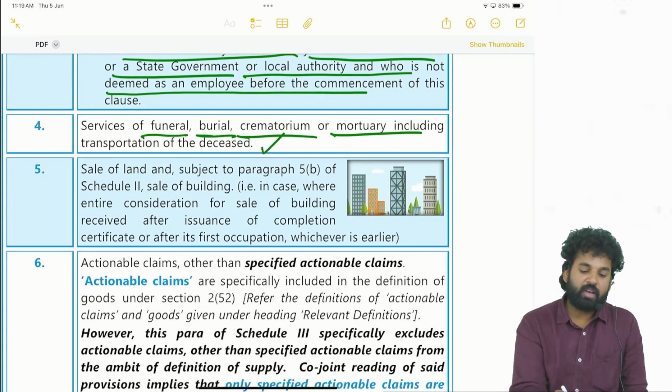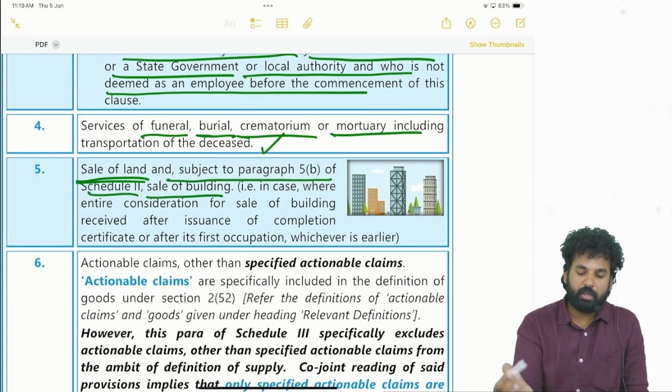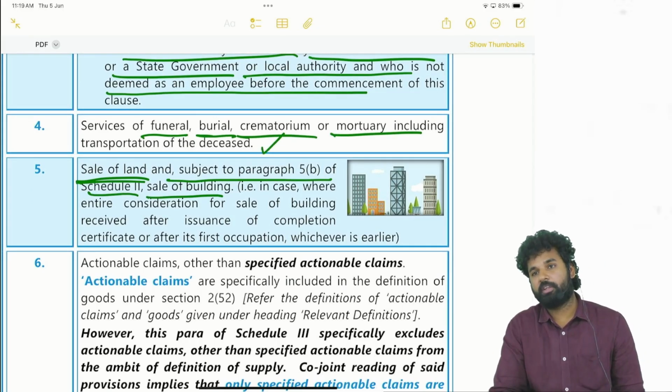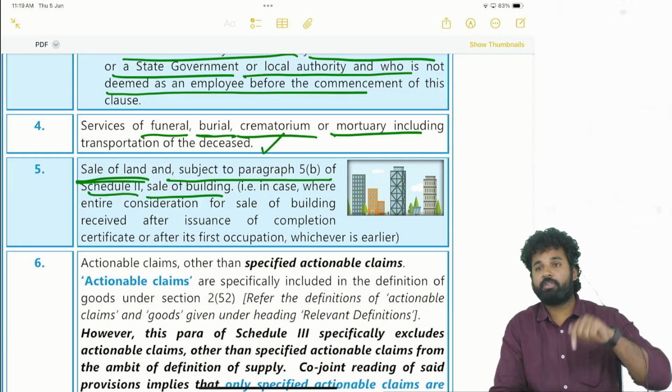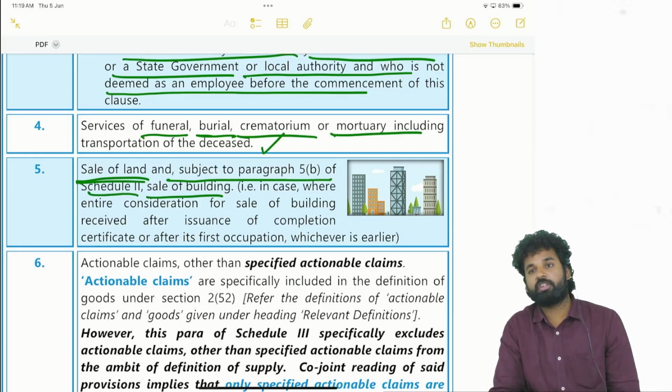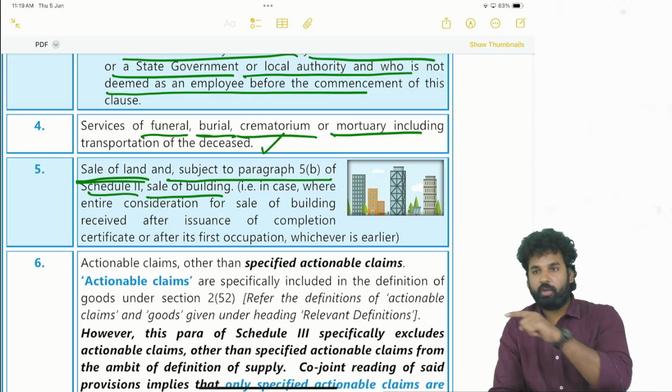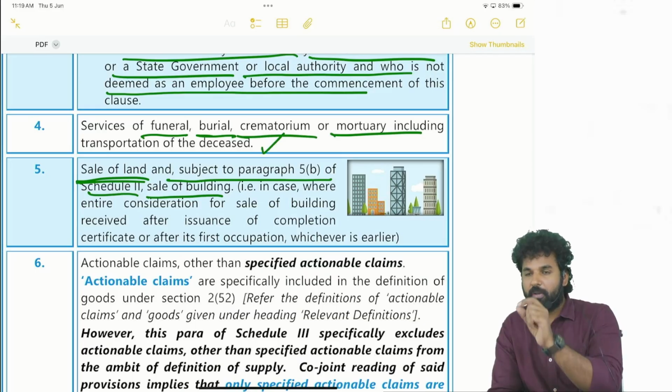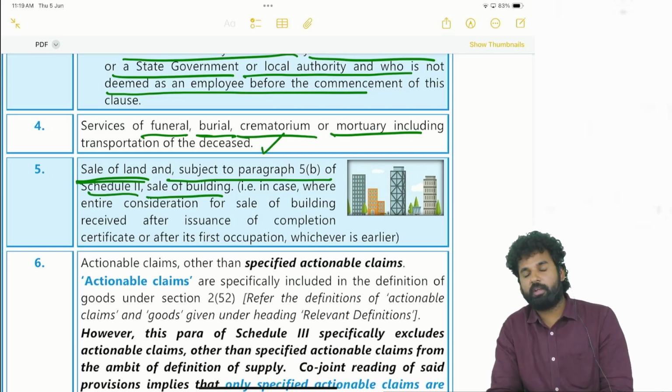Next, sale of land and, subject to para 5b of schedule 2, sale of building. Sale of land, sale of building, negative list, subject to para 5b of schedule 2. Just now only we read what that is. Construction service, where we are paying consideration in advance during the process of construction. So if you are paying even a single rupee during construction, then GST will be attracted, supply will come. If the consideration is paid after complete construction, then it is a sale of building and it is negative list.